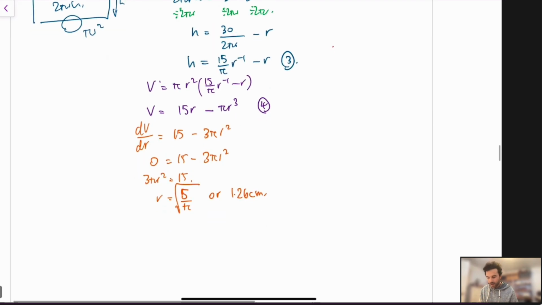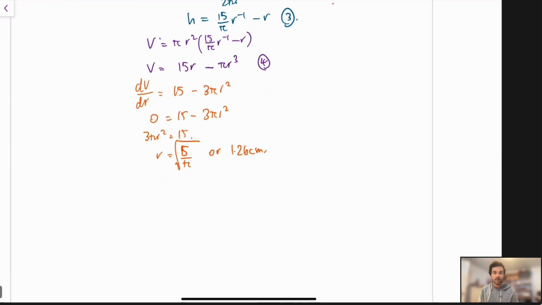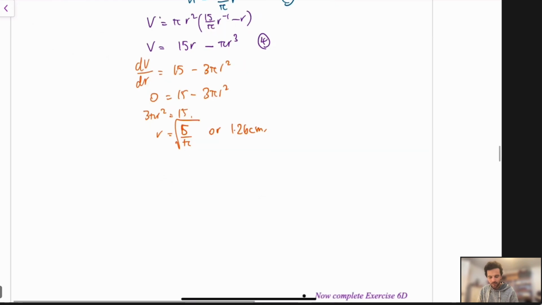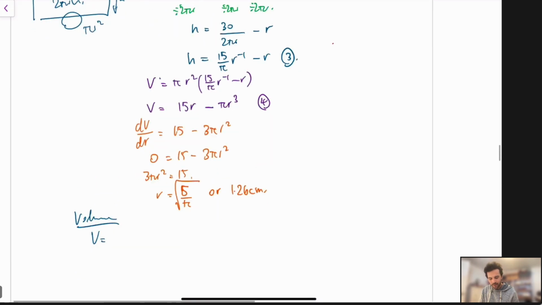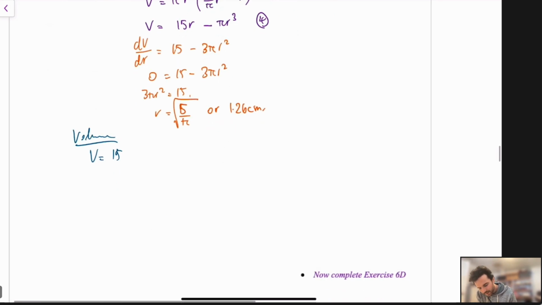So now that we've got r, we're on the home stretch. We just need to work out the volume of that cylinder, but also the height of the cylinder. Let's work out the volume first. Volume, plug into our formula, and we've got the formula there. 15 lots of 5 on pi take pi times 5 on pi, all cubed, and we can put that into a calculator and out pops 12.62 centimeters cubed.